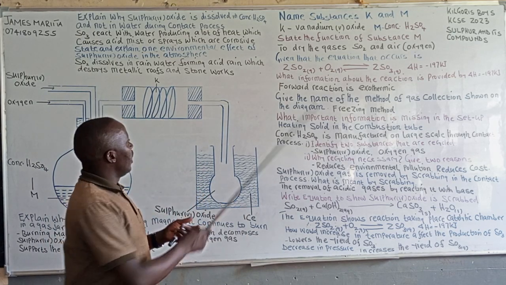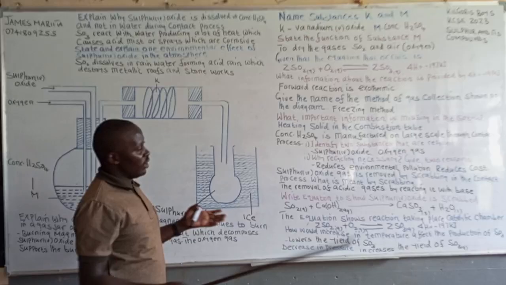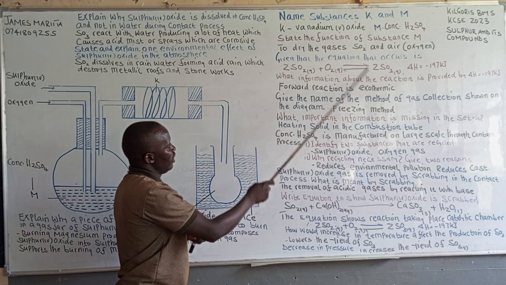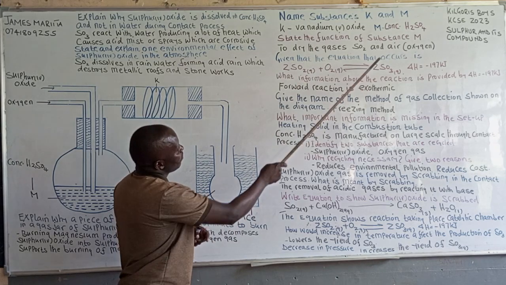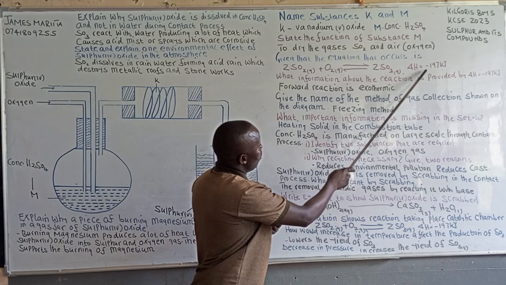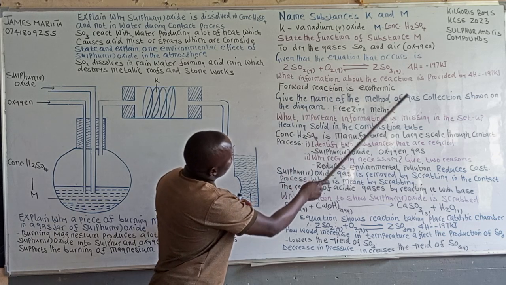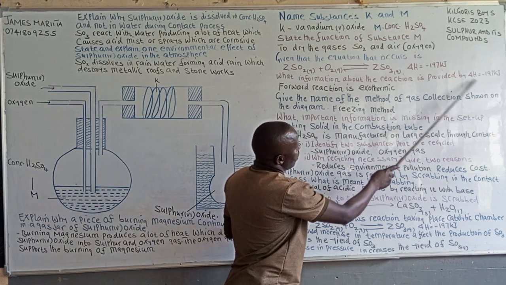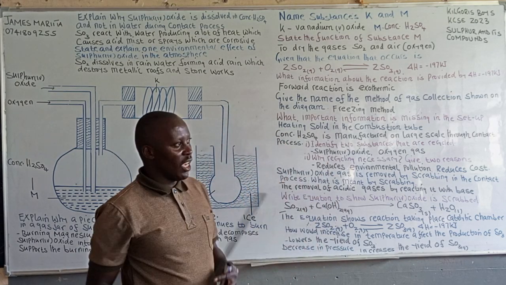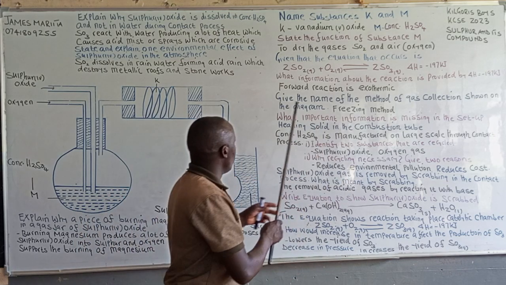Now, given the equation that occurs, where we have sulphur oxide combining with oxygen to give sulphur 6 oxide, and then we have delta H equal to negative 197 kilojoules. What information about the reaction is provided by this delta H of negative 197 kilojoules? So the information provided here is that the forward reaction is normally exothermic.